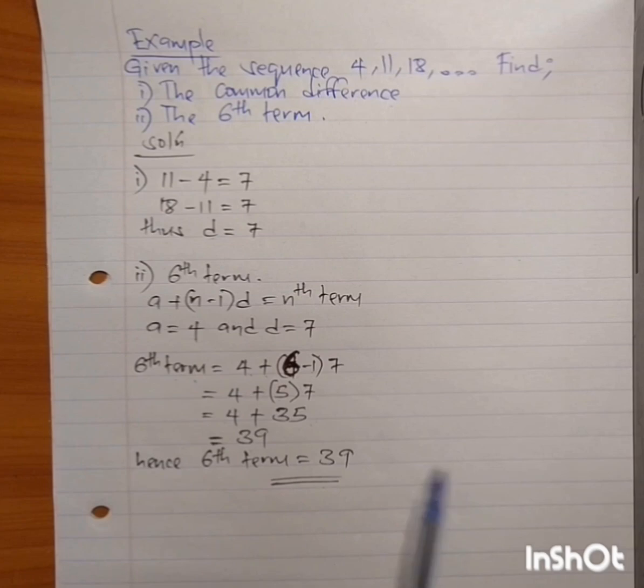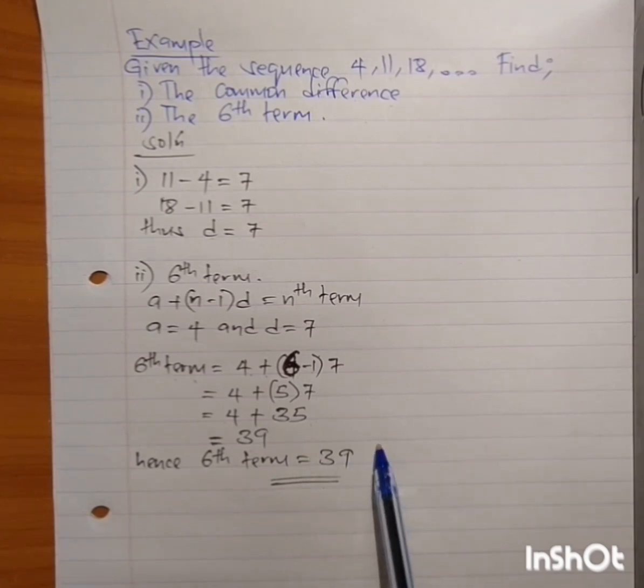So it's just that simple, finding the nth term in an arithmetic progression. If you have not understood, you can look at the other videos. I've done some videos on several examples.